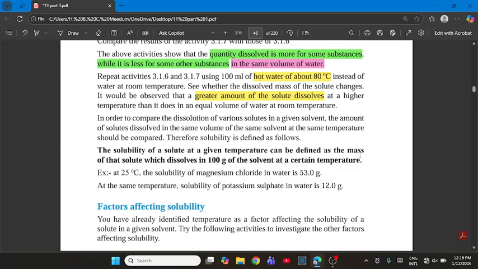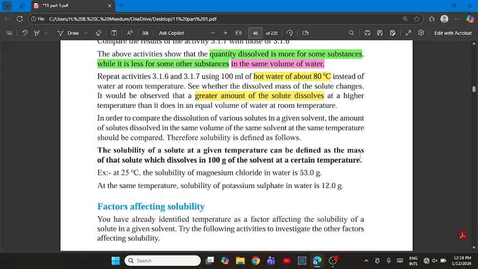In order to compare the dissolution of various solutes in a given solvent, the amount of solutes dissolved in the same volume of the same solvent at the same temperature should be compared.